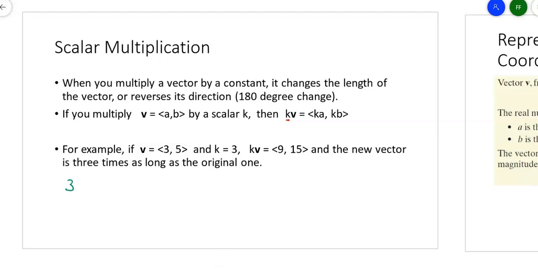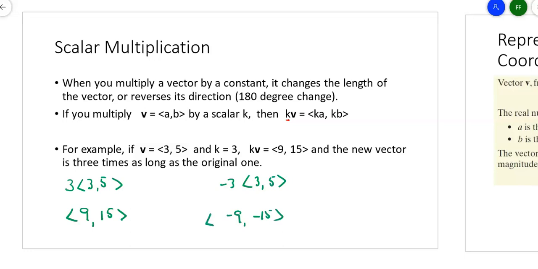So if I take that scalar of 3 and multiply it by the vector 3, 5, 3 times 3 is 9. 3 times 5 is 15. So I end up with a vector that's 3 times as long as the original one. If I multiplied it by negative 3, then what I would do is I would make not only a longer vector, but I would make one that goes in the other direction.